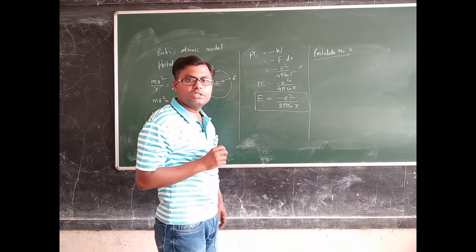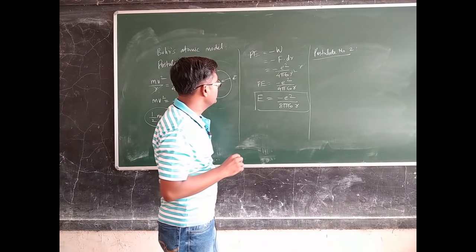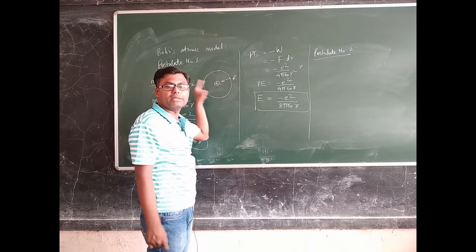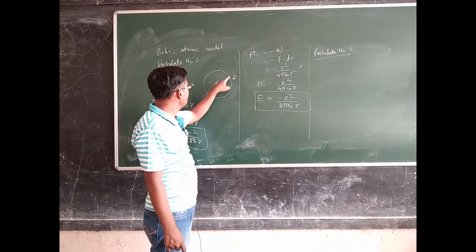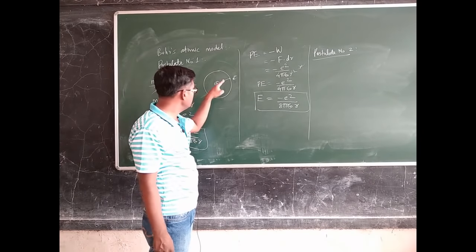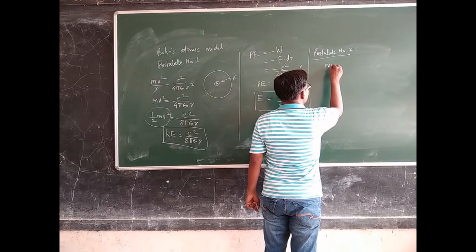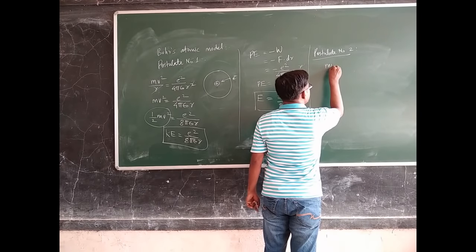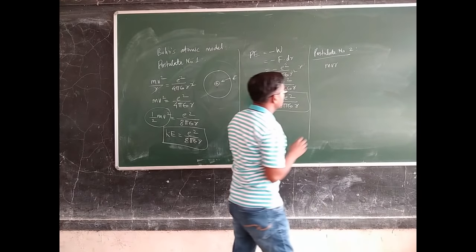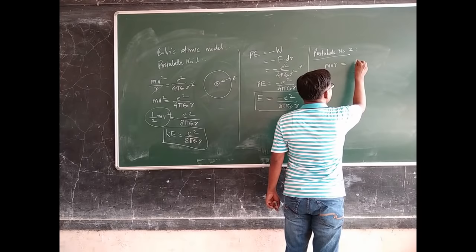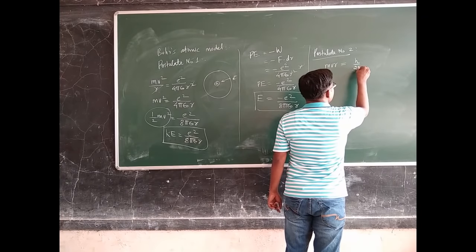So what is the statement of this postulate? According to this postulate, every electron revolves around only those orbits. Electron can revolve only on those orbits for which the angular momentum of the electron, what is angular momentum? It is m into v into r, should be equal to an integral multiple of h upon 2 pi.